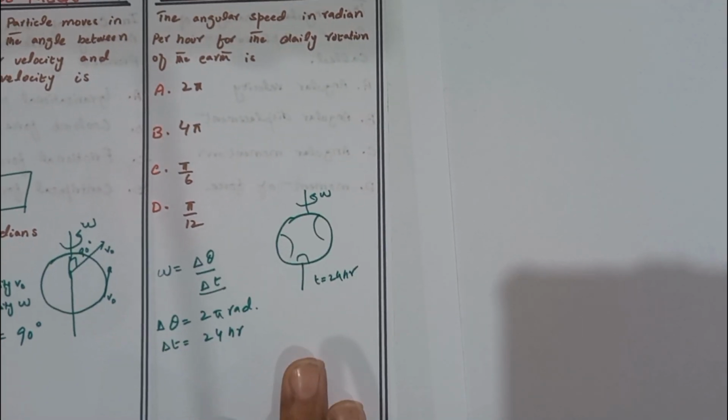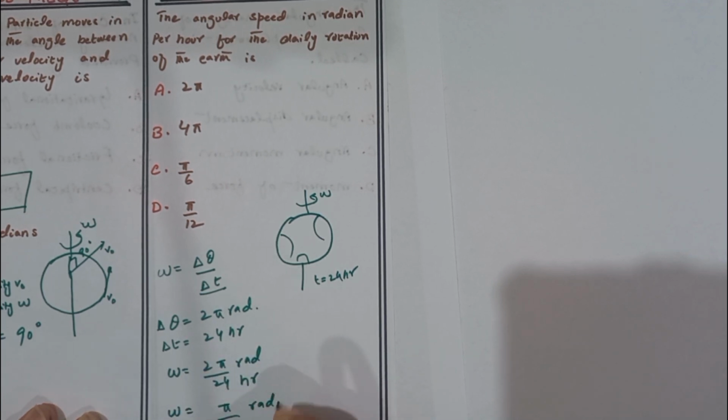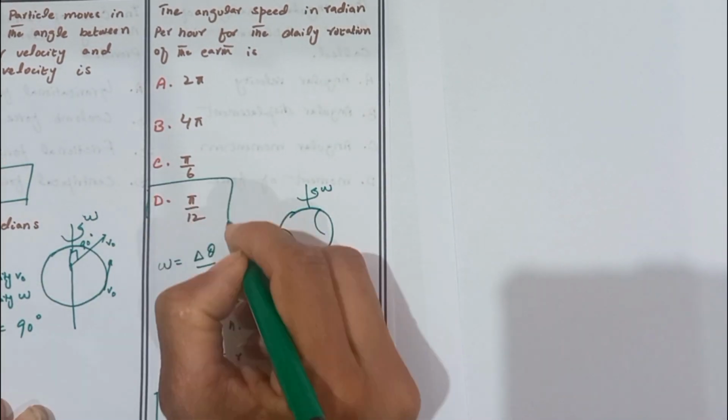Putting in this formula, we get omega is equal to 2 pi radian over 24 hour, that is equal to pi by 12 radian per hour. That is the angular speed of the earth. Pi by 12, option D is correct.